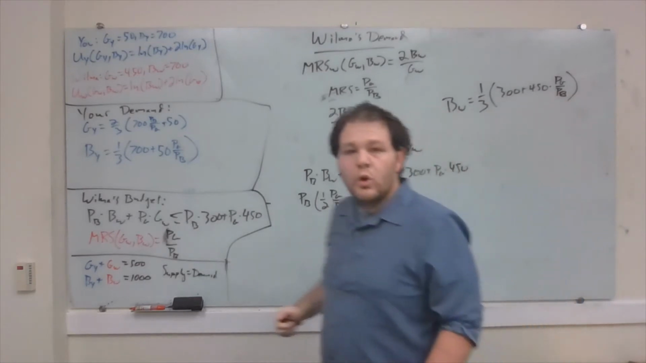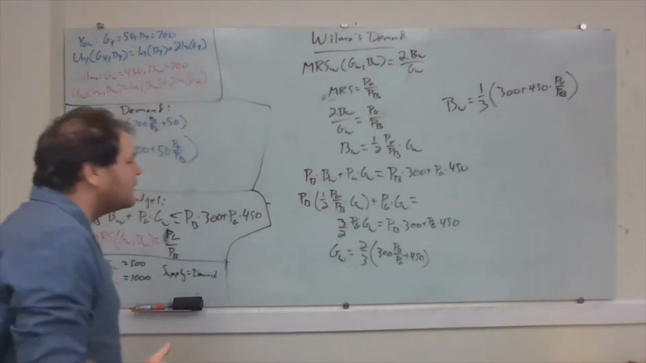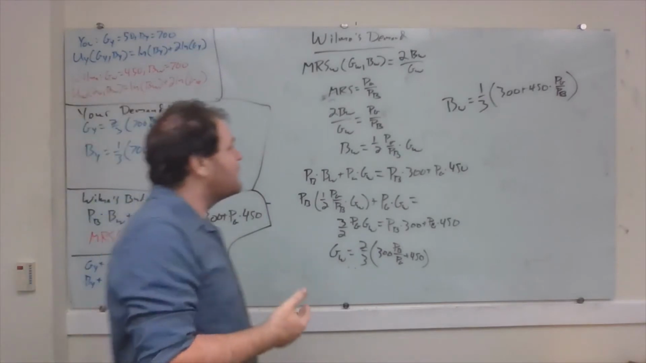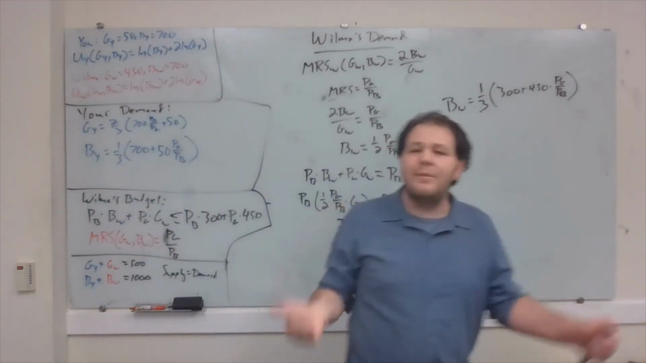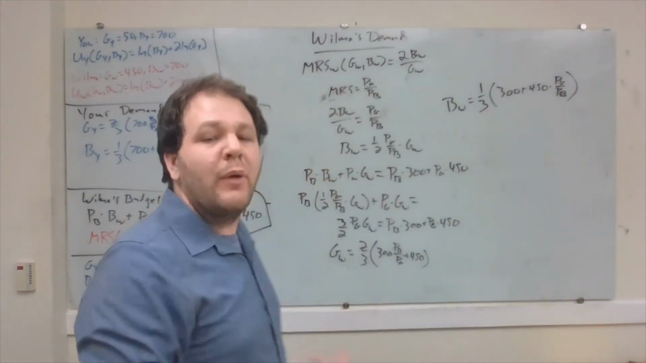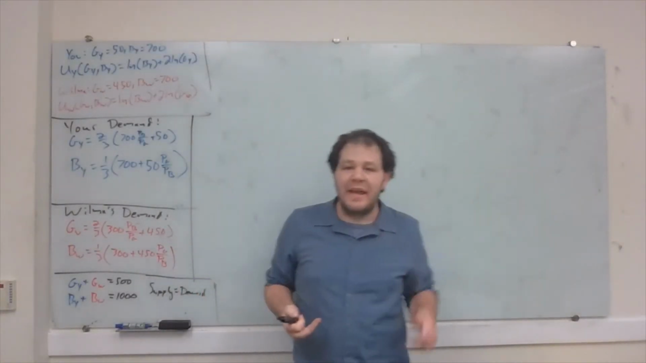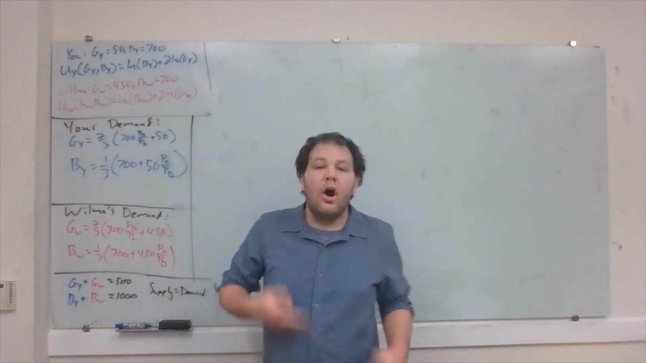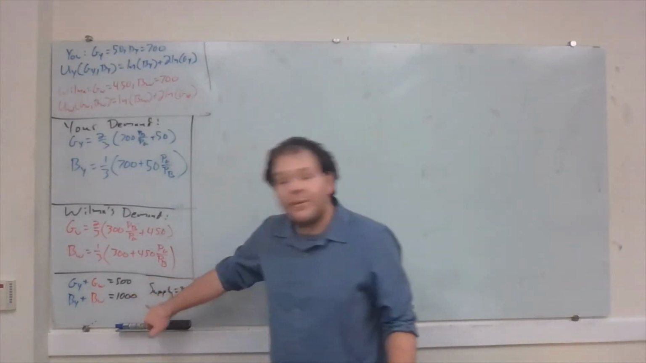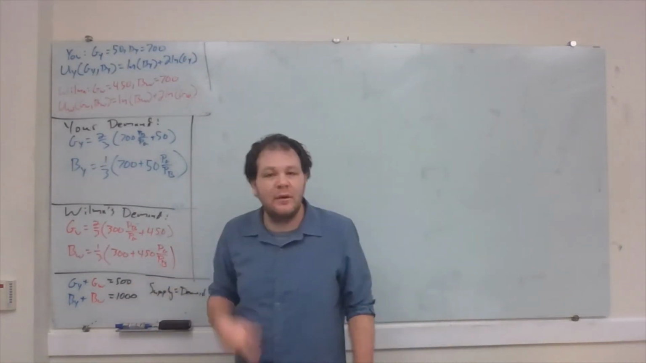Make sense? Great. So now we've got your demand curve, we've got Wilma's demand curve. At any given prices, we know how much Gatorade you're going to buy, how much Gatorade she's going to buy, how much beefaroni you and she are going to buy. So now that we know your demand and Wilma's demand at any given set of prices, all we need to do is find the prices that set our market into equilibrium.